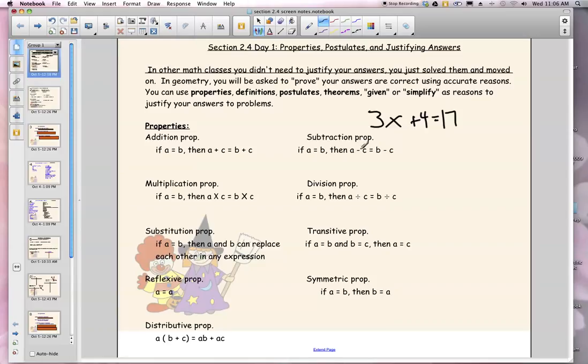The subtraction property says if you have 2 things that are set equal to each other that you could subtract the same thing from both sides. So I could go about this and say I could subtract 4 from both sides. Okay. The multiplication property says you can multiply both sides by the same thing, and division property says you can divide both sides by the same thing.